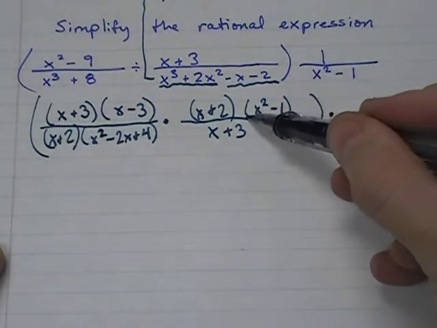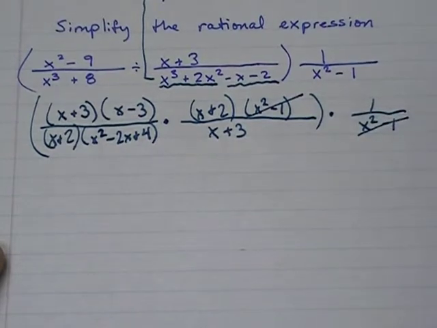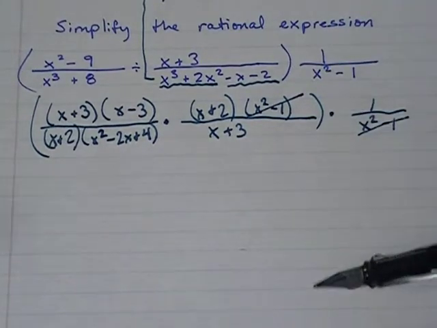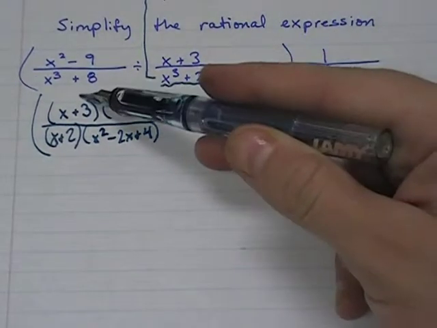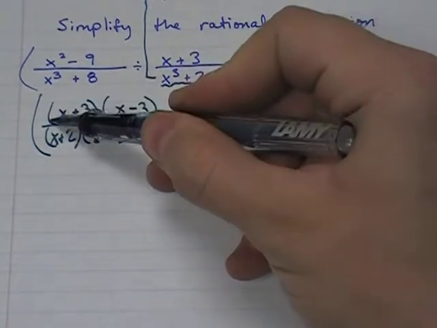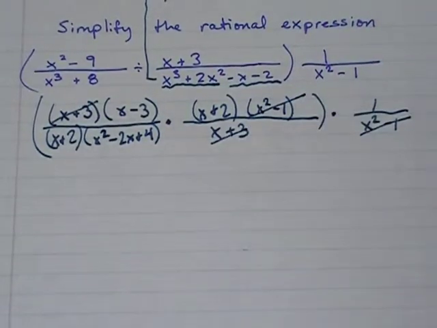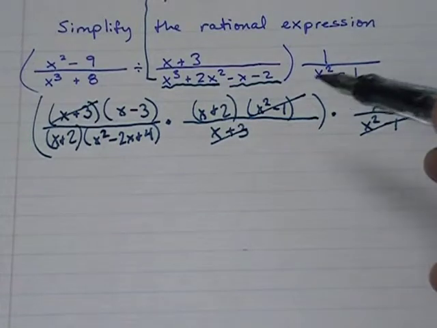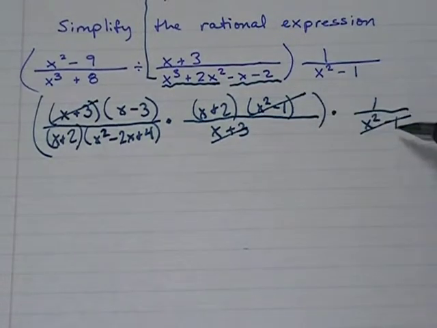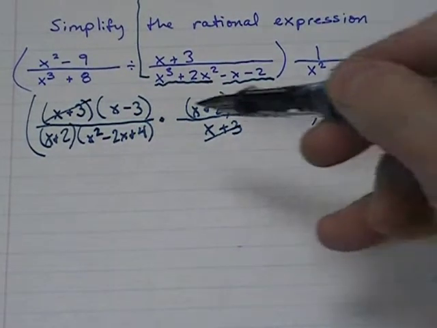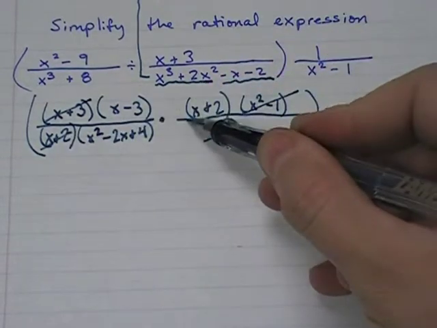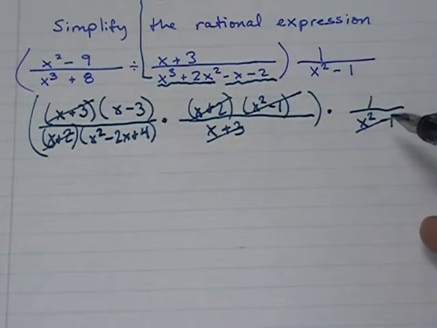And once you get everything factored, you're going to cross out anything that's the opposites. In other words, I've got x plus 3 on top, x plus 3 on bottom, and those are going to cancel each other out. X plus 3 divided by x plus 3 is 1. X squared minus 1 divided by x squared minus 1 is 1. Here x plus 2 and x plus 2 will cancel.